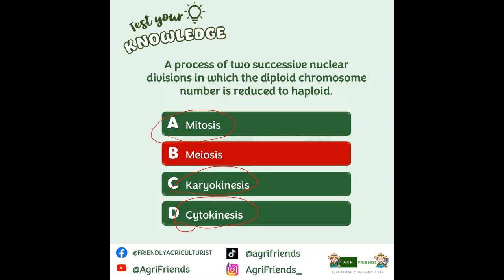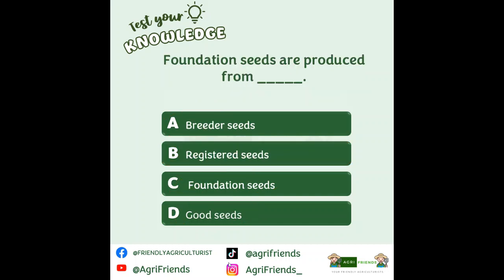Next, foundation seeds are produced from A. Breeder seeds, B. Registered seeds, C. Foundation seeds, or D. Good seeds. The answer is breeder seeds.